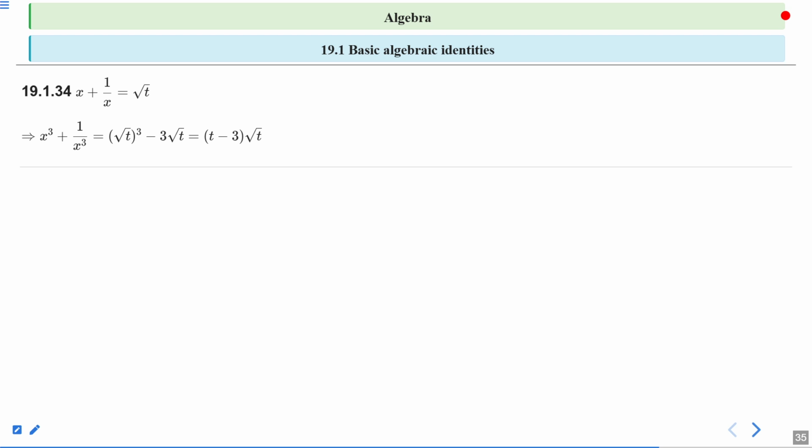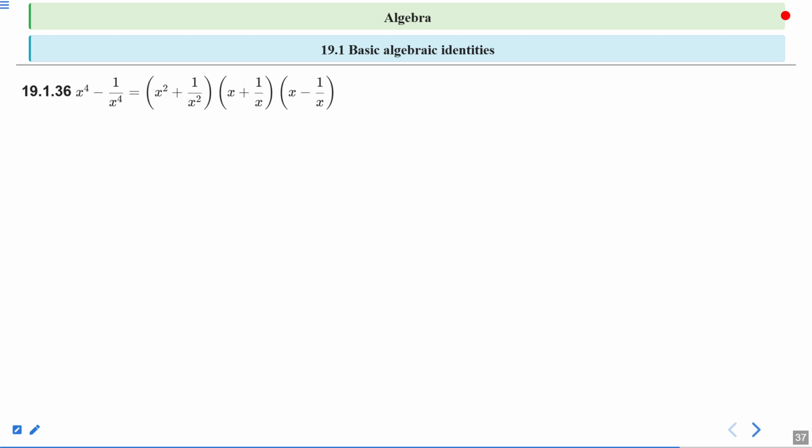Next one. If x minus 1 upon x equals to root t, so x cube minus 1 upon x cube will become (t plus 3) multiplying by root t. Next one. x to the power 4 minus 1 upon x to the power 4 equals to, in the bracket, (x square plus 1 upon x square) multiplying by (x plus 1 upon x) multiplying by (x minus 1 upon x).